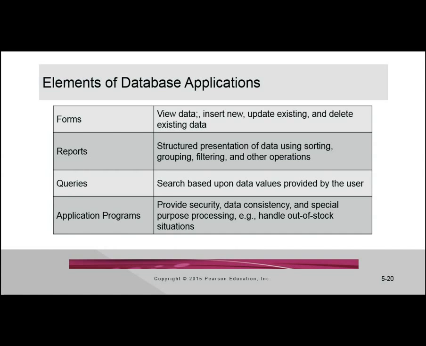And the third one we've already talked about. Okay? The third one is a query, and that's a question. It's a search based upon data values provided by the user. I want to see all the juniors from Virginia that have a GPA greater than 3.0. That's a query. Okay? It allows us to question the database.